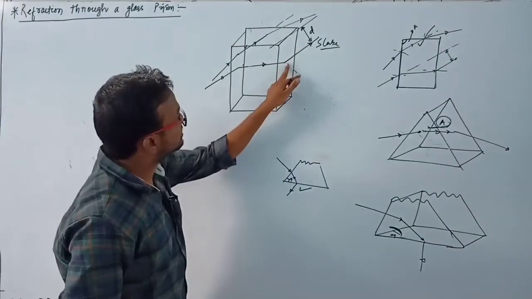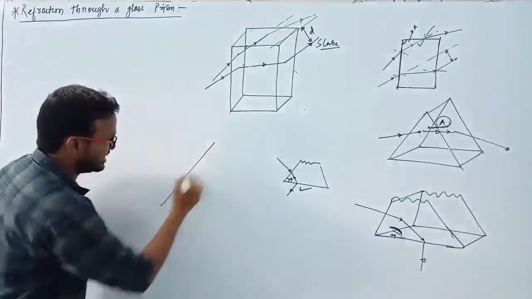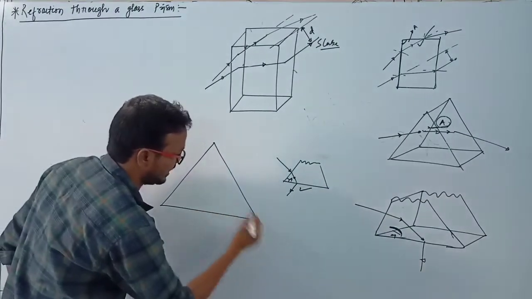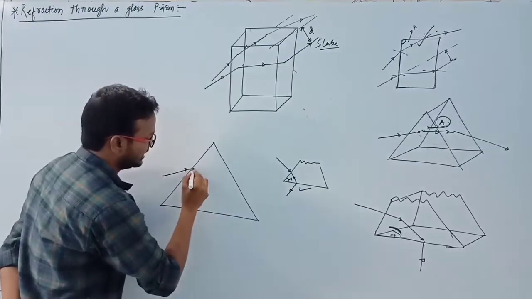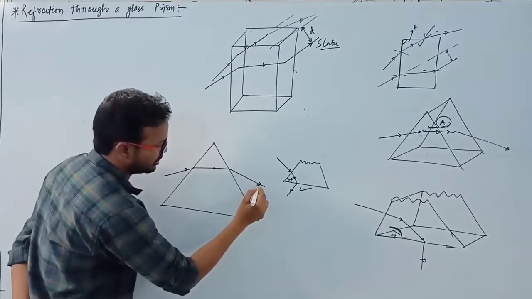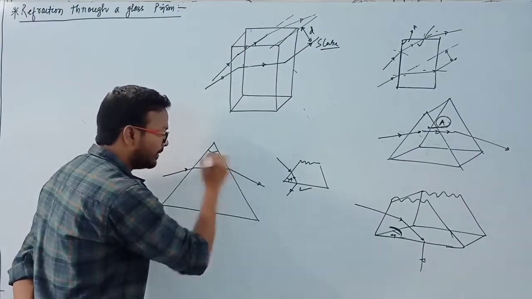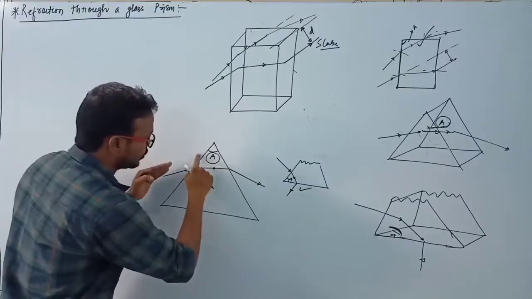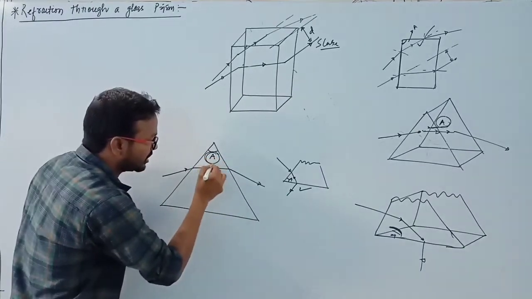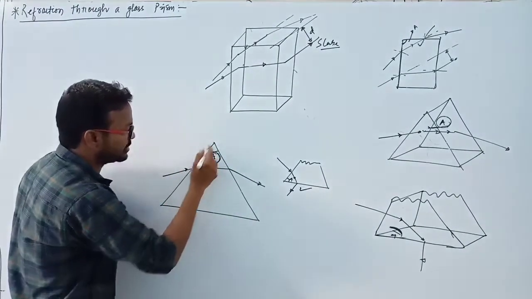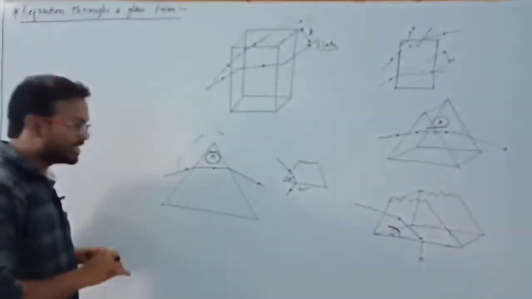This is the concept of a slab, and this is the concept of a prism. Suppose this is the two-dimensional figure of a prism. If we incident a ray here, it travels in this direction and finally emerges out in this direction, and this angle is known as the angle of prism, because these two refracting surfaces are inclined to each other at a common angle. The ray which passes through these two refracting surfaces, this is known as the concept of a prism.